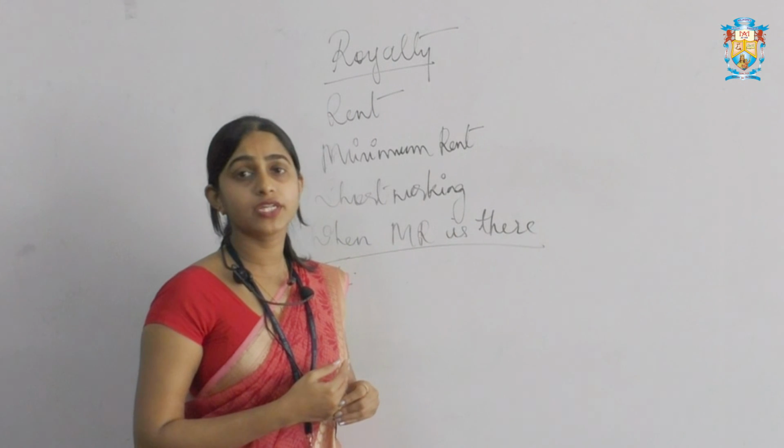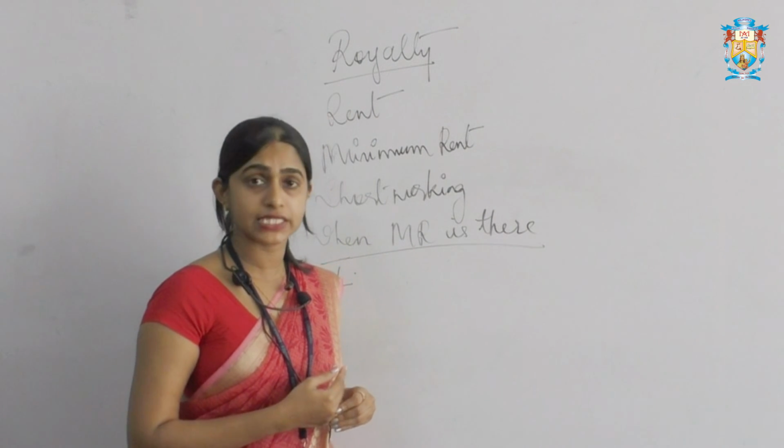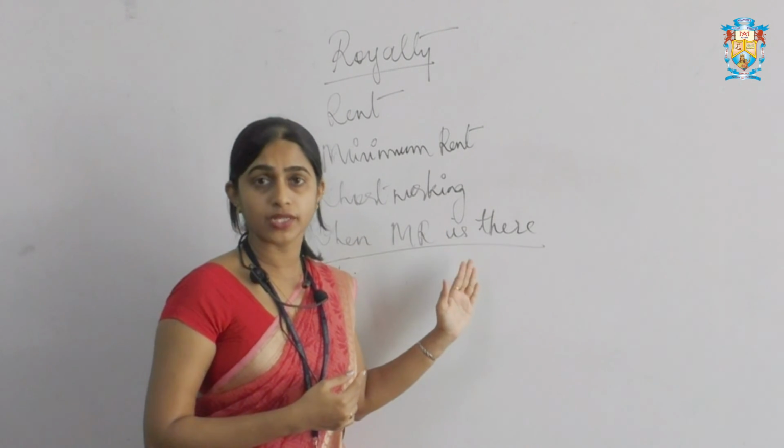So these are some of the entries of royalty account in the books of the lessee when there is minimum rent. Thank you.